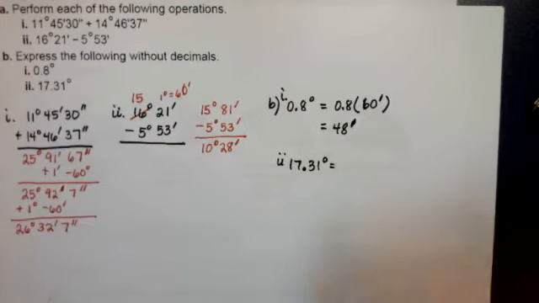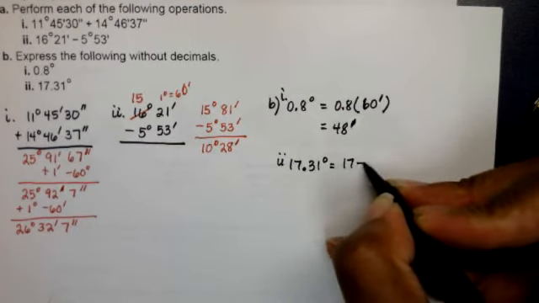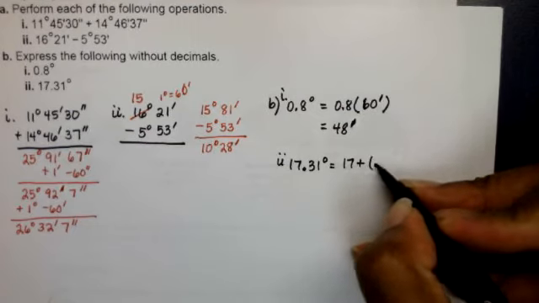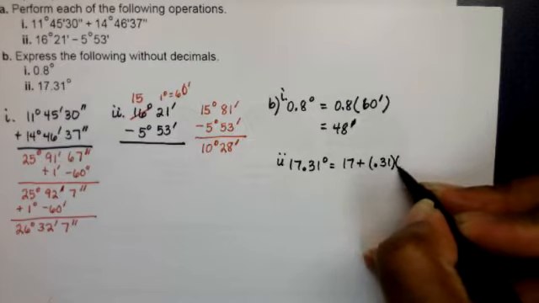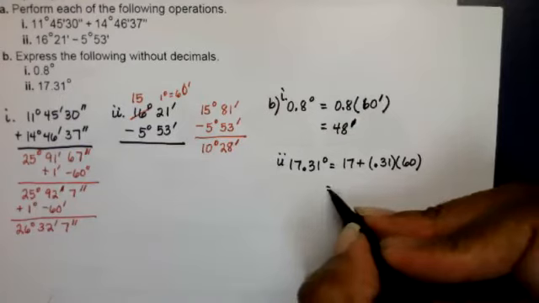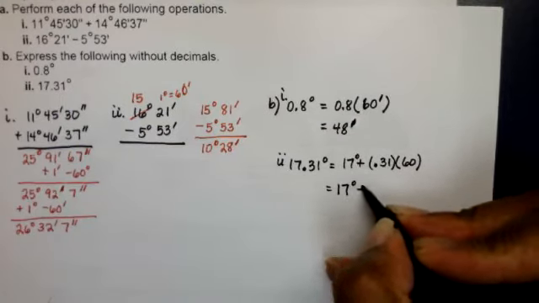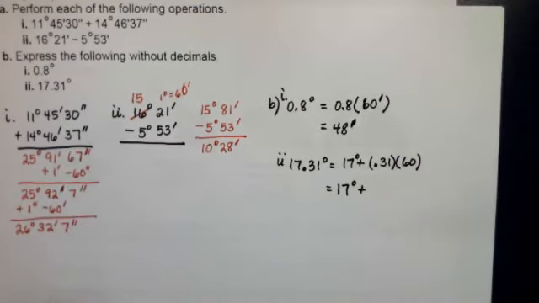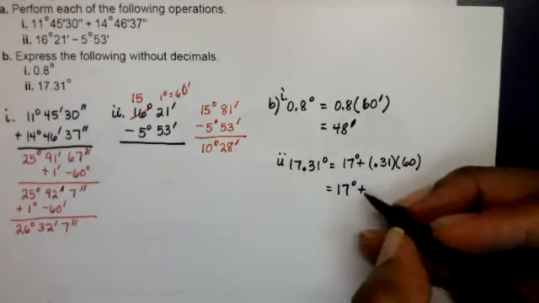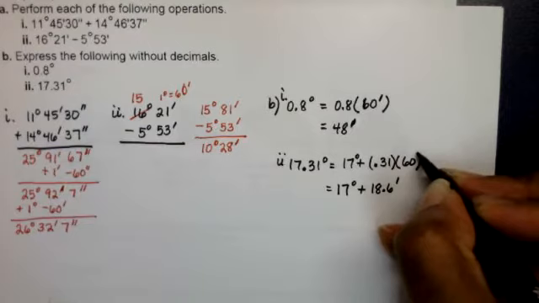Now part 2 is 17.31 degrees. We want to convert that into degrees, minutes, and seconds. All right, so we have the 17 plus that 0.31. I need to convert that to minutes by multiplying it by 60. So this will be 17 degrees here. 0.31 times 60 would be 18.6. That's 18.6 minutes.